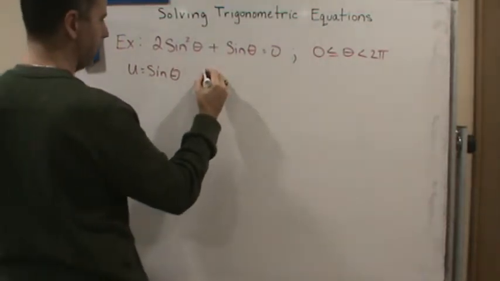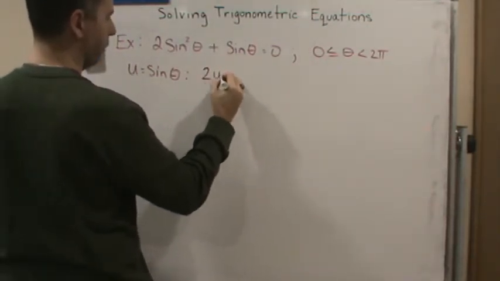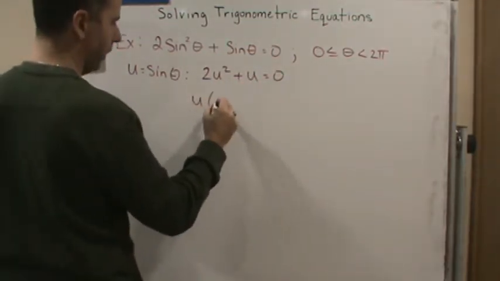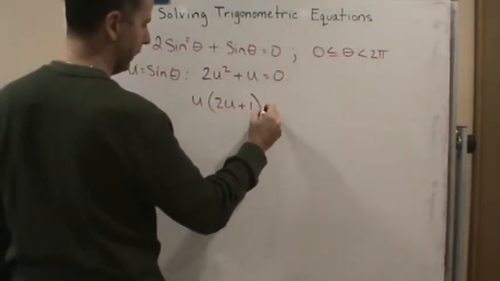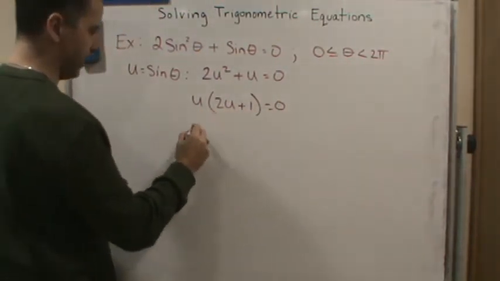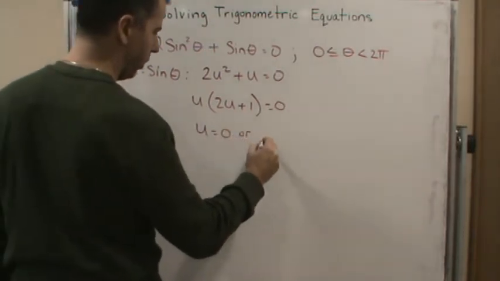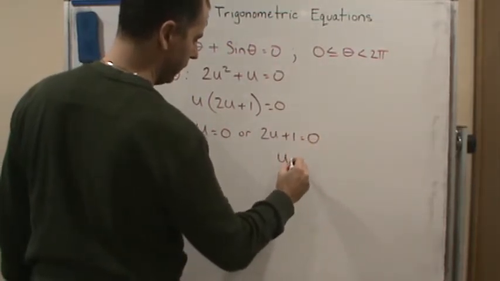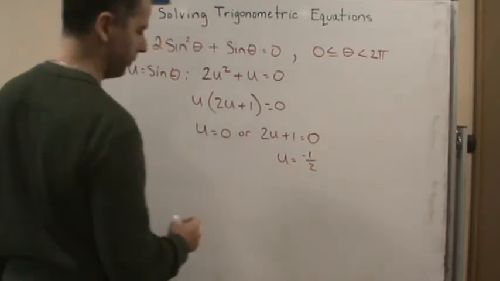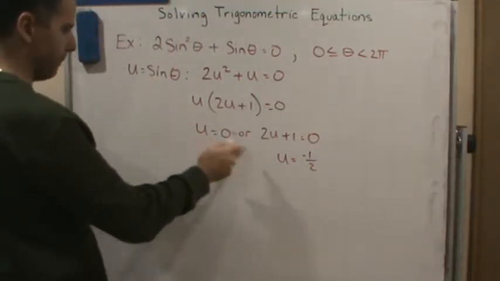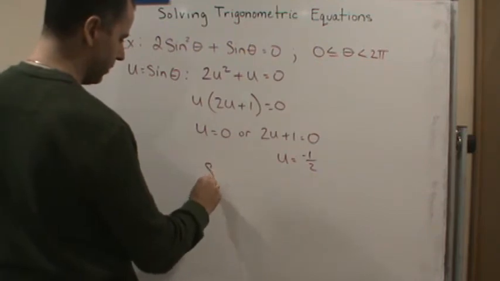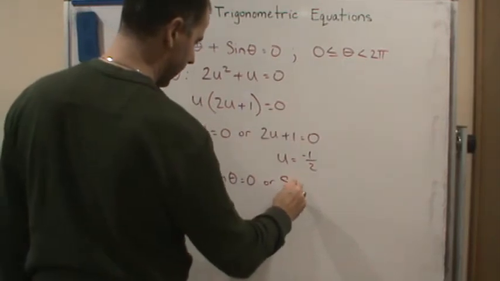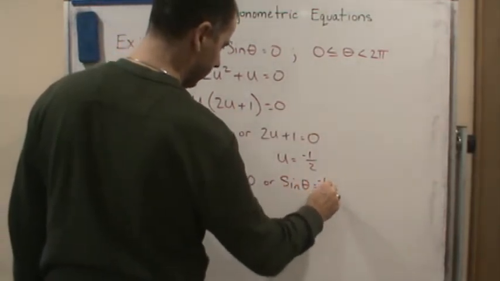So I'm going to make this into what? 2u squared plus u equals 0, and then I'm going to factor out a u, so I get u times 2u plus 1 equals 0, and then the zero product principle tells me that either u equals 0 or 2u plus 1 equals 0, which tells me that u equals negative 1/2. Which means that now if I plug back in, I back substitute, now that tells me that either sine theta equals 0 or sine theta equals negative 1/2.